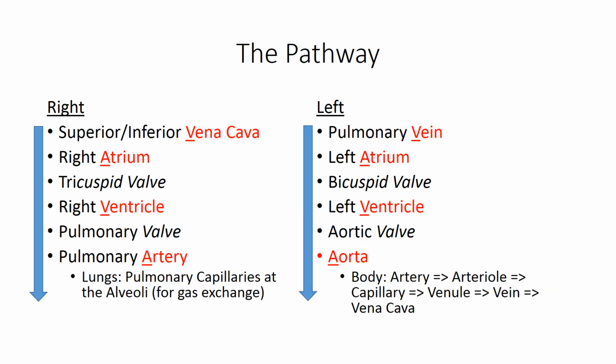Following that context, it doesn't matter whether we're on the right or left side of the heart. We will have vein, atrium, a valve, a cuspid valve, ventricles, a valve, and then an artery again. So I remember VA valve, V valve A. And by following that pathway, I can identify where I am within the heart.